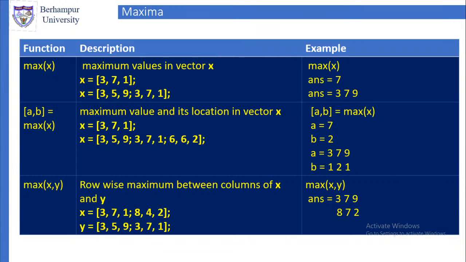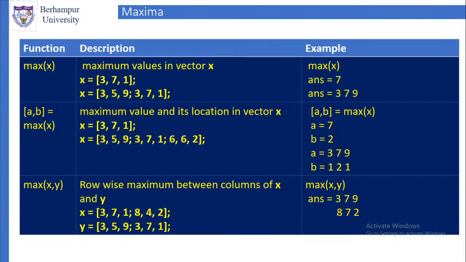Similarly, [A, B] = max(x), within square brackets A, B equals max(x). Same procedure. A gives you the maximum, and B gives you where the maxima is located. For example, x is equal to [3, 7, 1]. So the maximum is 7, so A is equal to 7. 7 is in the second column. Therefore, B is equal to 2.